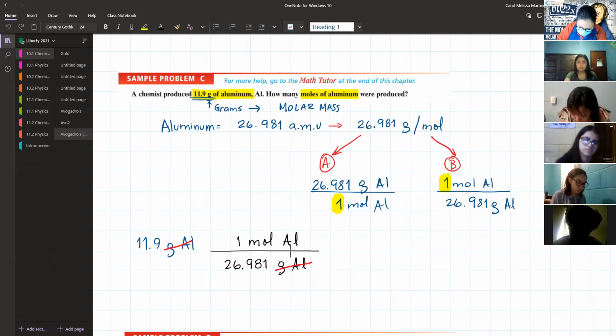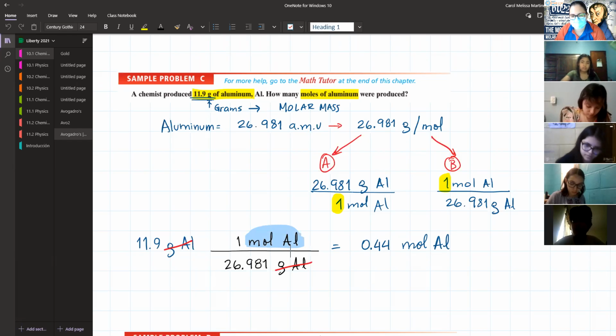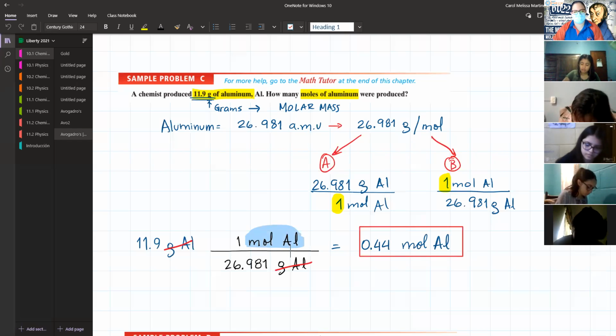And how much is this? 0.44. 0.44 moles of aluminum. Where do I get the moles of aluminum? From here, the only thing that I didn't eliminate. And with this, you finish. As I told you, it's like a conversion process.